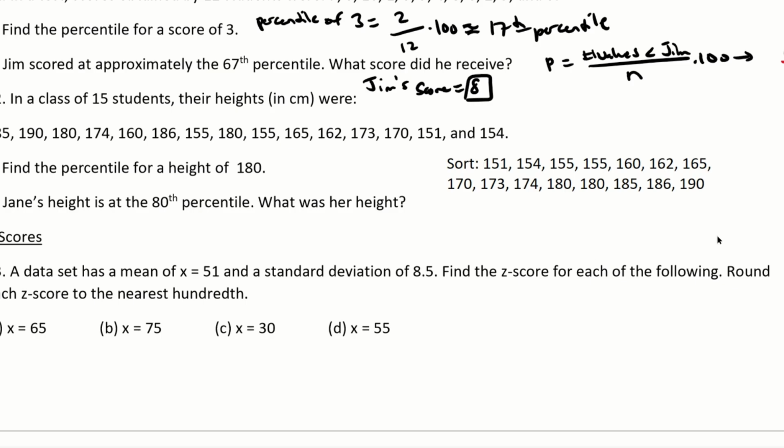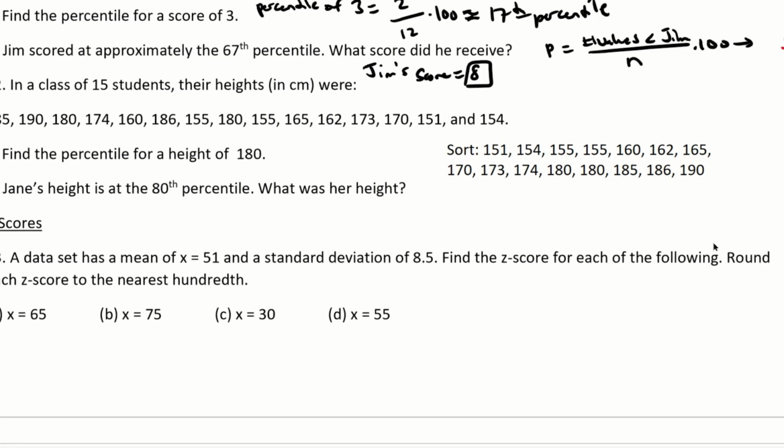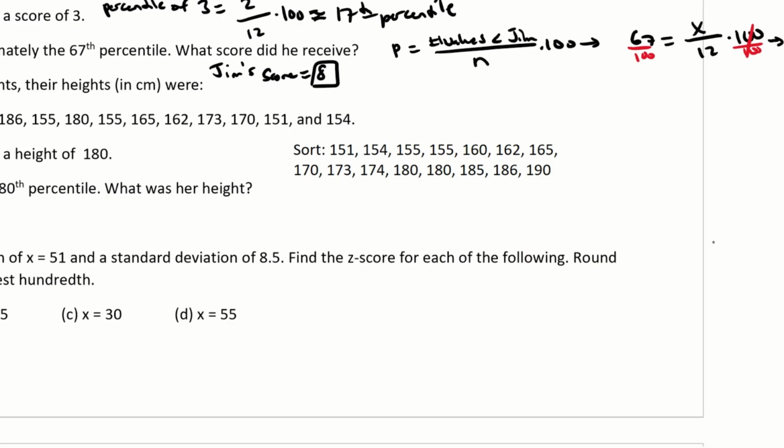So we have these 15 numbers, and we want to find a percentile for a height of 180, right? So that means this is 180, right? So we want them to be less than that. So how many people are less than that is we got to count these, right? So that turns out to be 10 people. 1, 2, 3, 4, 5, 6, 7, 8, 9, 10 that are less than 180. Okay, so the percentile of 180 is equal to 10 people out of 15 times 100, and that's about the 67th percentile. Okay, so that's A.